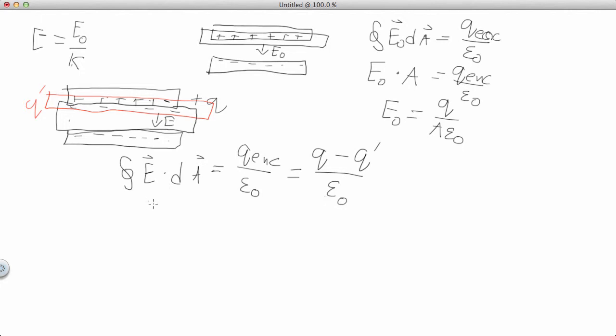And so EA equals Q minus Q prime over epsilon naught. So I just took the integral there. And so E, our new electric field with the dielectric, equals Q minus Q prime over A times epsilon naught. Okay, so that's what you would expect. But then you'll notice that E naught equals Q over A epsilon naught. We got that up here, so that's from that.